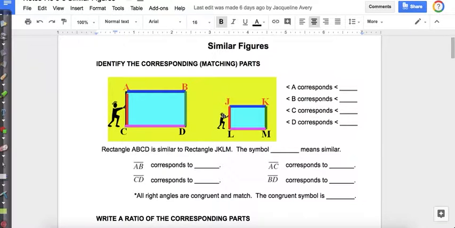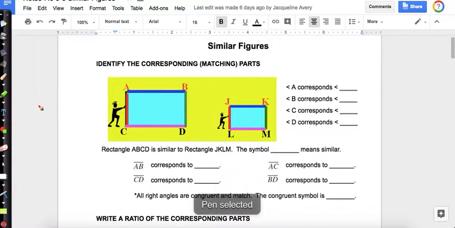Welcome to my video on similar figures. So remember, similar figures means same shape but different size. Our first part here says to identify the corresponding, and corresponding means the matching parts.